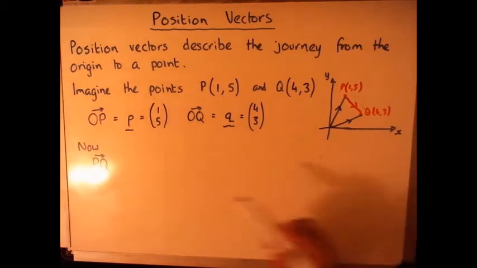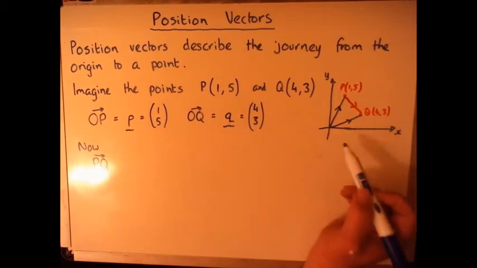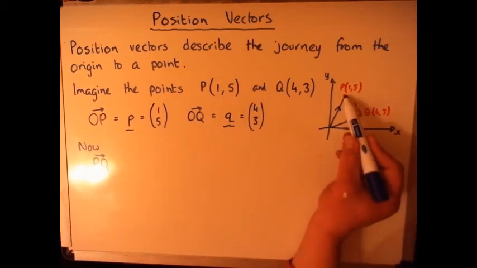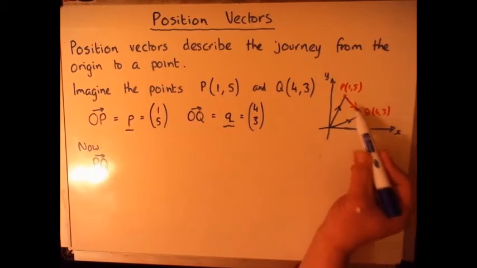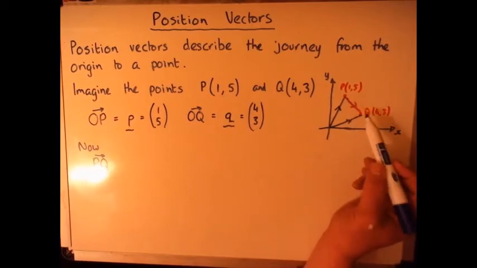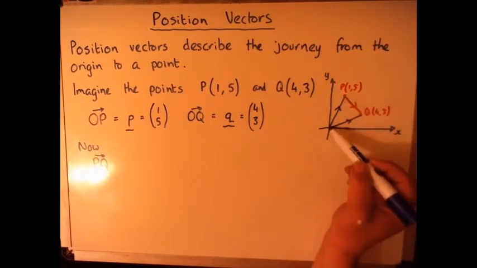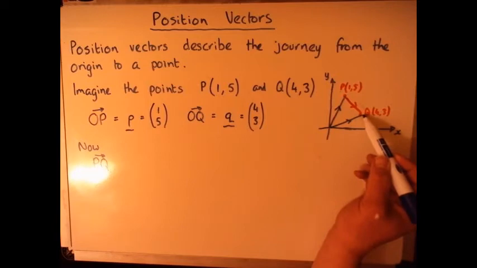So some of you may already have worked out what the components of this vector journey would be. But what we can hopefully see from the diagram, an alternative way to get from P to Q, obviously this red vector here would be the most direct route, but we could also get from P to Q by going from P back to the origin and then out to Q.